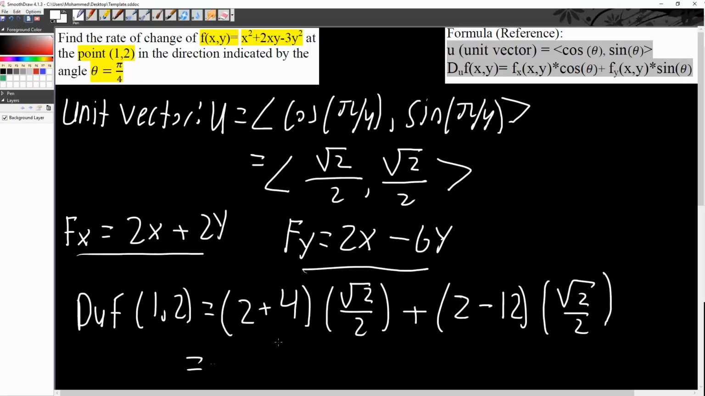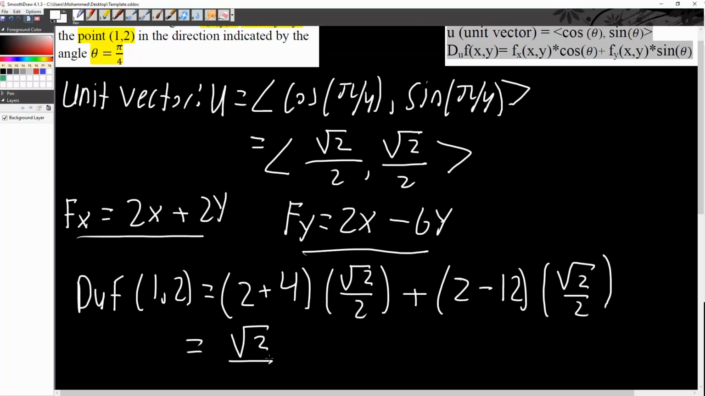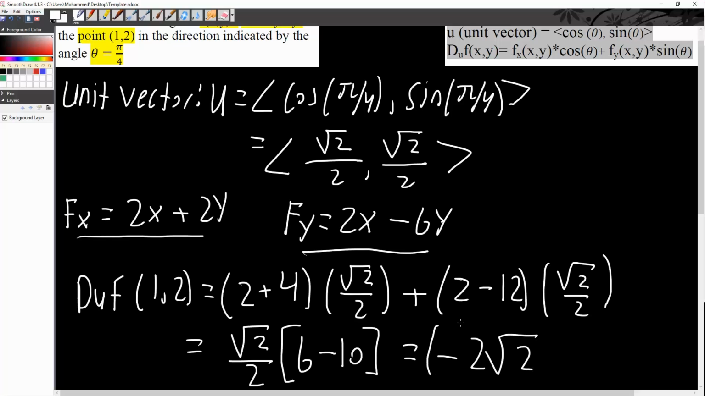And so our final answer, we can say, square root of 2 divided by 2 is common for both terms. So we can say square root of 2 divided by 2 times, so we have 2 plus 4, that's 6. 2 minus 12, that's negative 10. We can simplify a little bit, so we would get negative 4. Negative 4 divided by 2 is negative 2. So our final answer is negative 2 square root 2. So let's box it in. And this is the answer, and that's all we need to do.